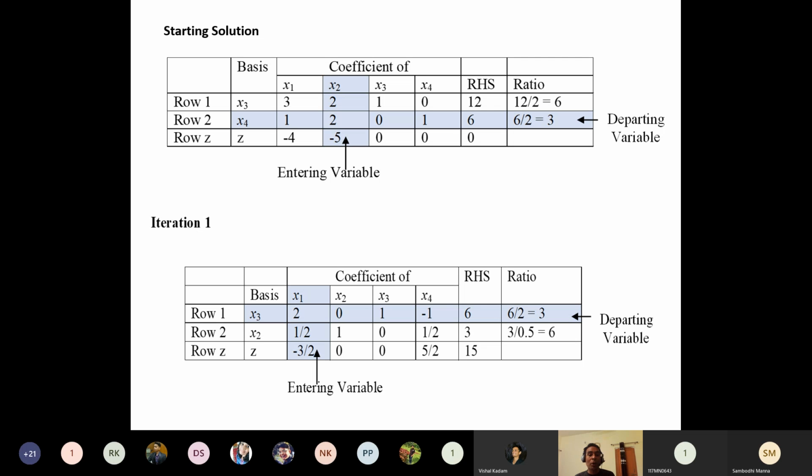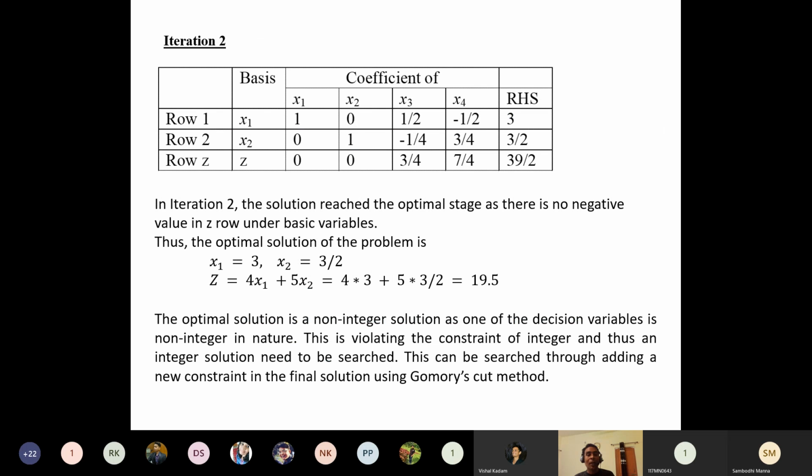Again using the similar process, the new pivot row is equal to the old pivot row divided by the pivot coefficient. That means this is 1, 0, 1 by 2, minus 1 by 2, and this is 3. And the other row is equal to the old row minus pivot column coefficient into the new pivot row. So this is again we can do. And this is after iteration 2, the revised simplex table.